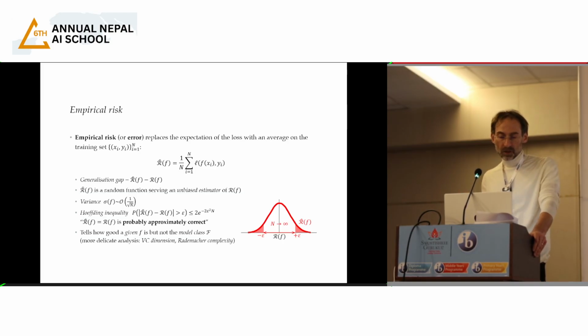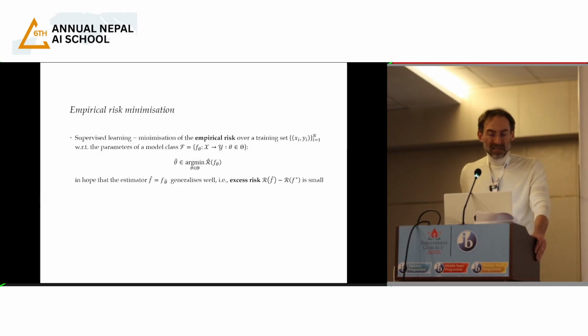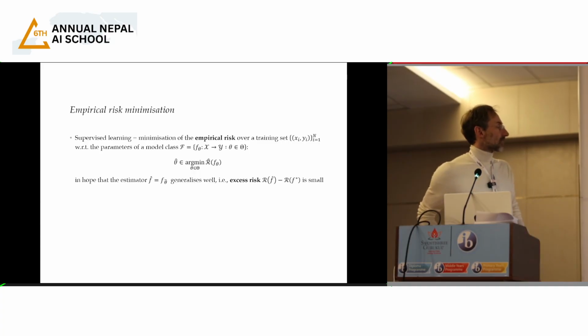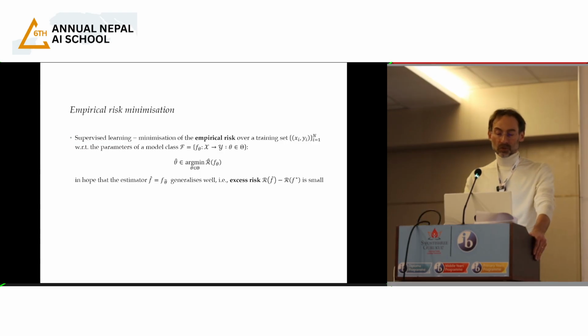So in supervised learning, we minimize the empirical risk with respect to the parameters of the model class. We think of f as a neural network and theta as the weights of the neural network. So we try to find the best weights that minimize the empirical risk, and we hope that this estimator that we found generalizes well. In other words, the difference between R of the optimal one, which we don't know, and the one that we found is small.